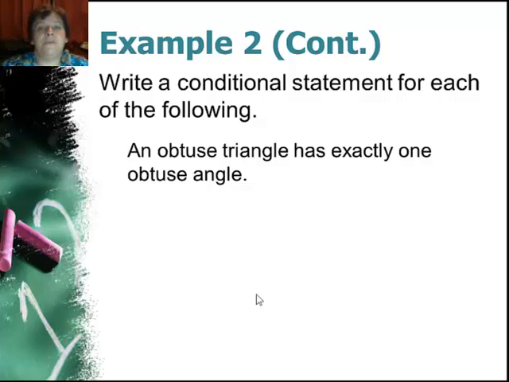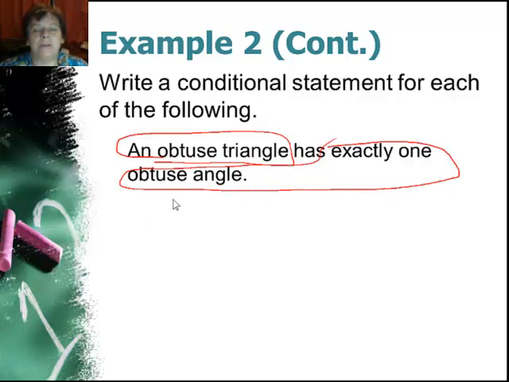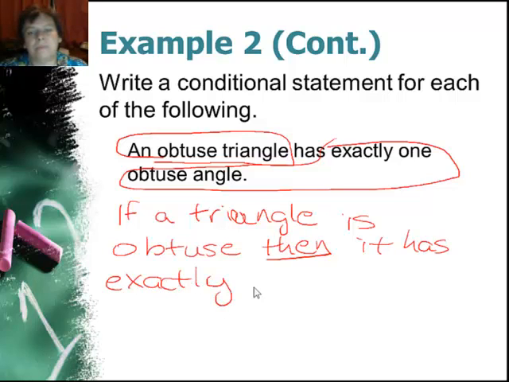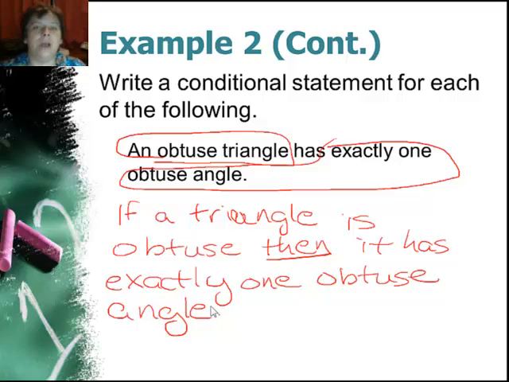Now we want to write a conditional statement for this one. An obtuse triangle has exactly one obtuse angle. I'm probably going to start with this obtuse triangle and turn it into my hypothesis. Then exactly one obtuse angle will be my conclusion. I could say if it is an obtuse triangle, but I could also say if a triangle is obtuse, then it has exactly one obtuse angle. So the hypothesis again is if a triangle is obtuse, the conclusion is it has exactly one obtuse angle.